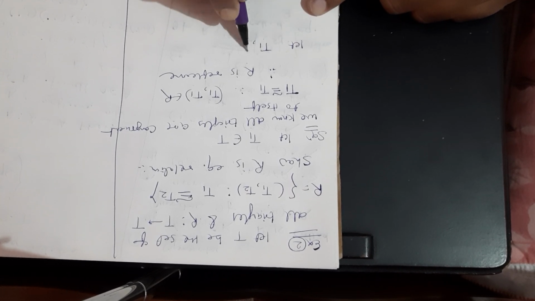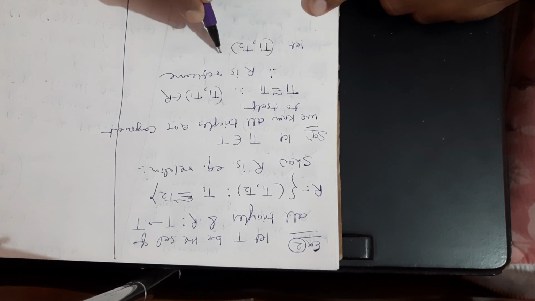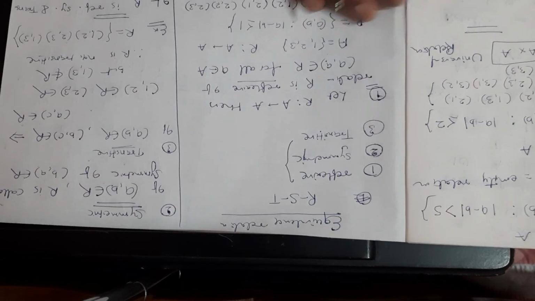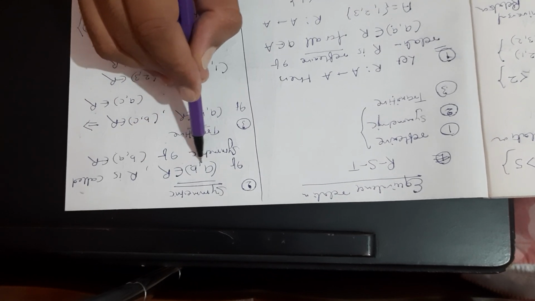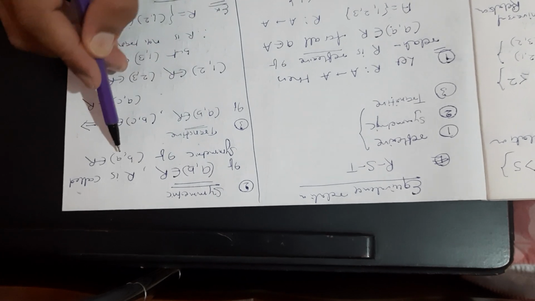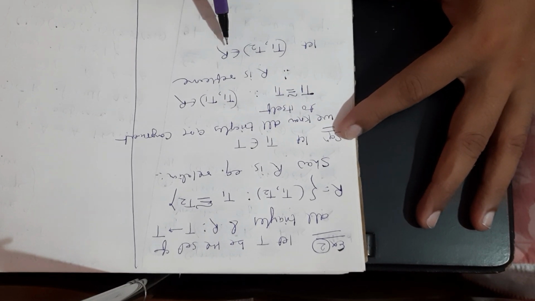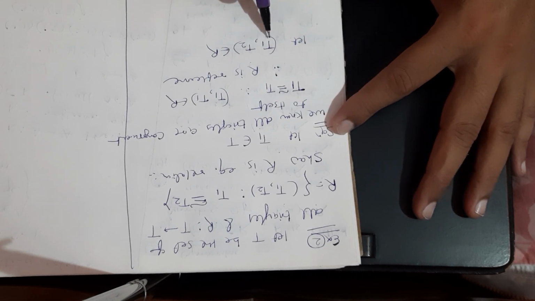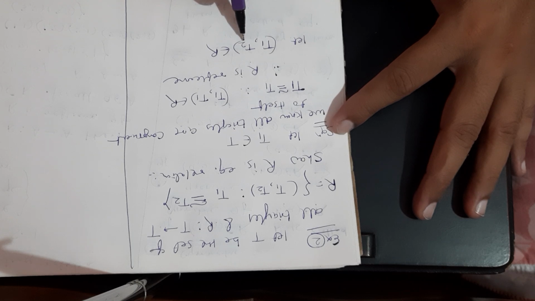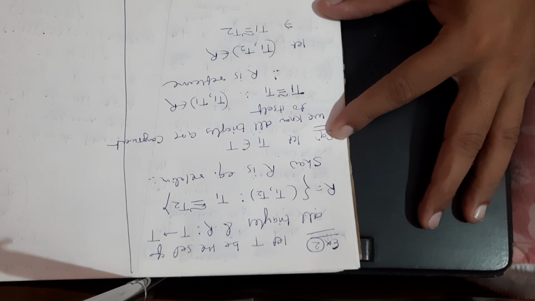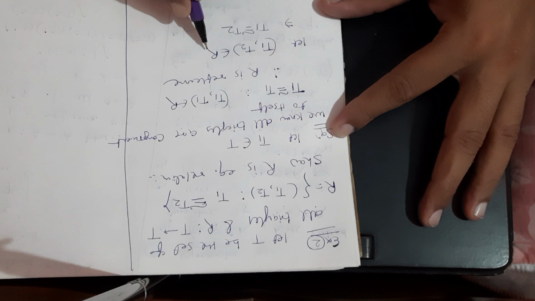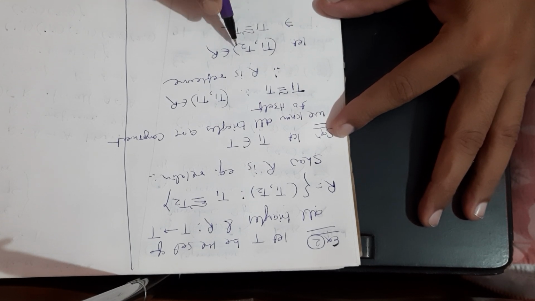Second, let T1 and T2. Student, you have to remember how to begin the condition. If you want to prove the symmetric condition, you have to start with (A, B) belongs to R, then show (B, A) belongs to R. So here, two triangles (T1, T2) belong to R, which means T1 is congruent to T2, and you have to show (T2, T1) is also in R.